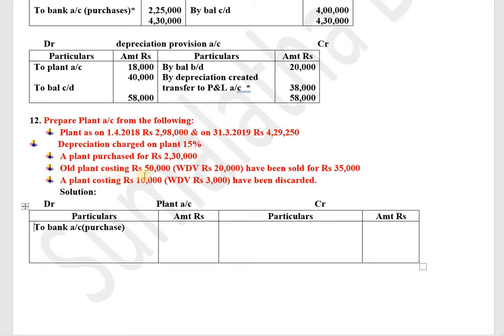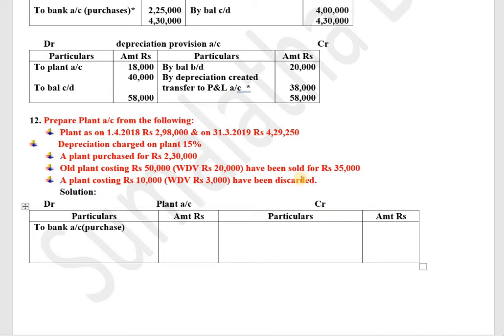Now, old machine costing 50,000. That means the old machine's value is 50,000. At present, written down value, after depreciation and everything, is 20,000 now. And that has been sold for 35,000. That means 20,000 worth of plant is sold for 35,000. So what should we do here? A sale is happening. So when it is a sale by bank account, sale 35,000.